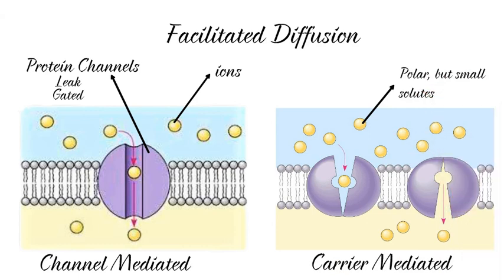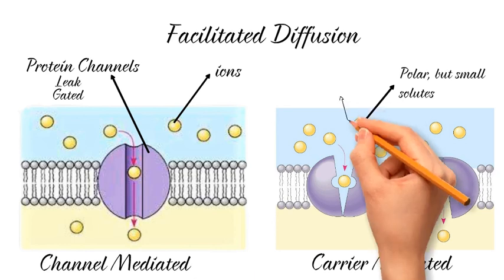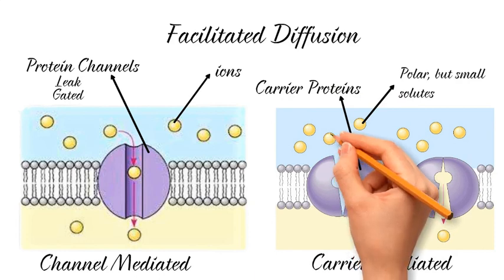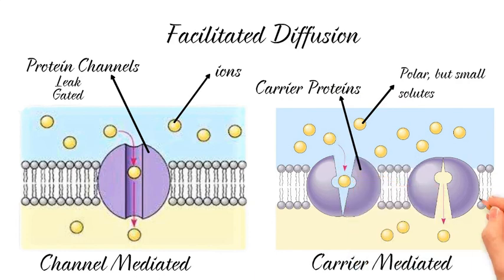On the other hand, facilitated diffusion using carriers involves the movement of polar, but small solutes like simple sugars, carbohydrates, or amino acids across the plasma membrane. This process is facilitated by carrier proteins that alter their shape to transport the solute. For example, glucose binds to a carrier protein, causing a change in shape that moves the glucose molecule to the opposite side of the membrane.